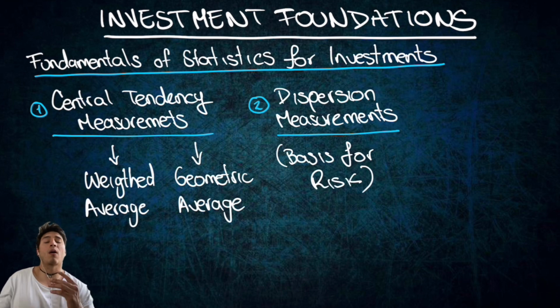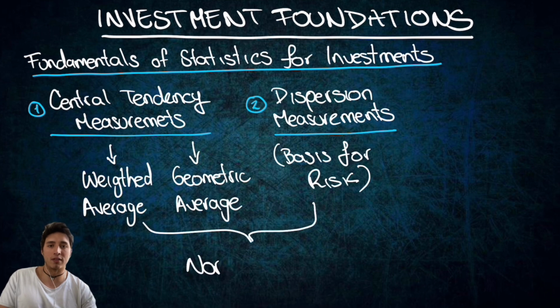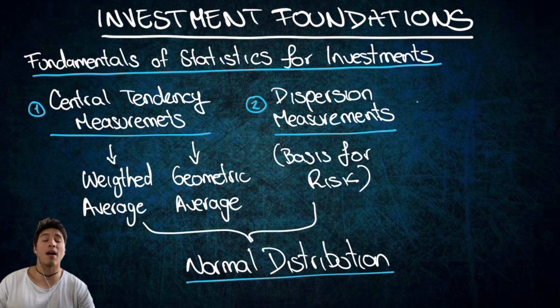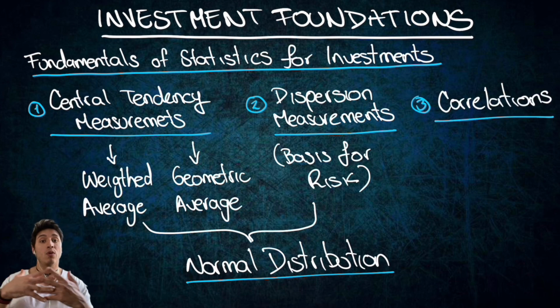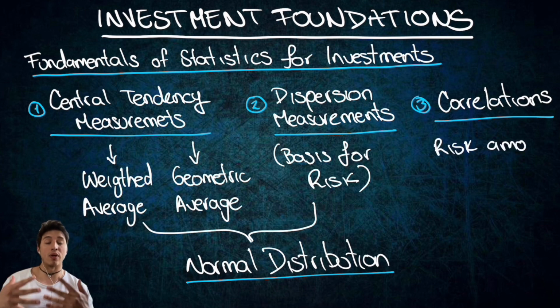After knowing the concepts of mean and standard deviation, we can delve into the world of probabilities, in which we will introduce the typical normal distribution. Finally, we are going to discuss correlations, which is the way that two or more investments communicate with each other, and we can understand their risk together.